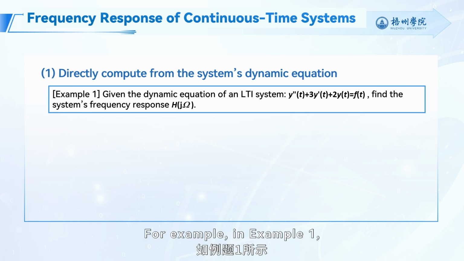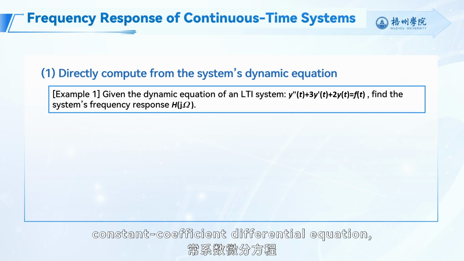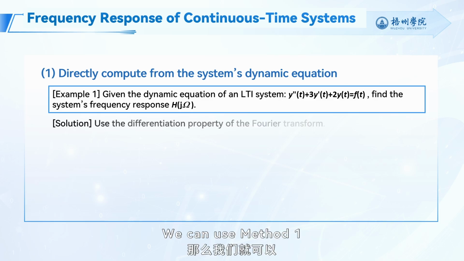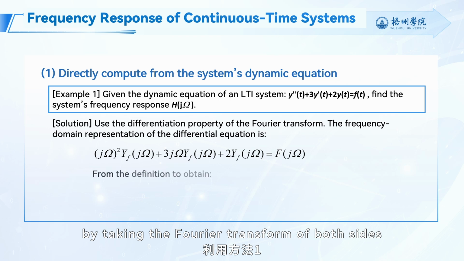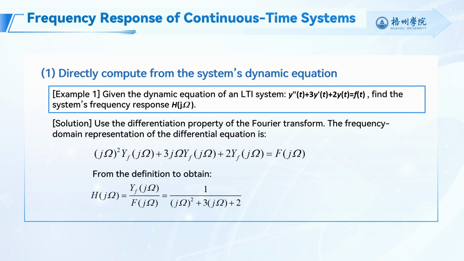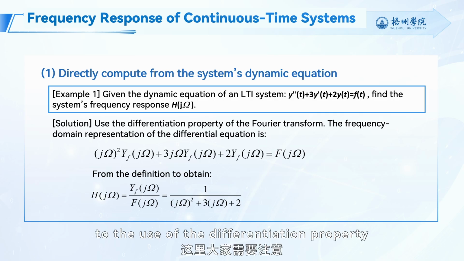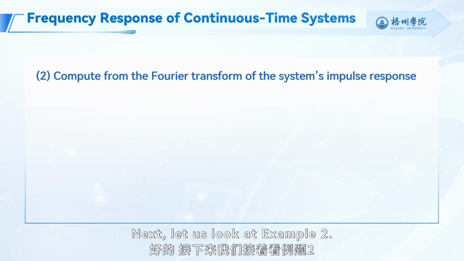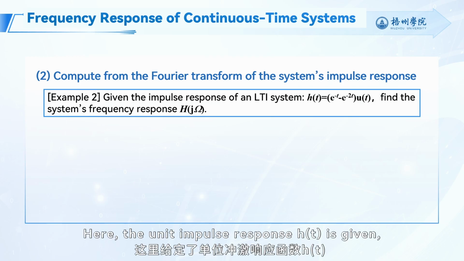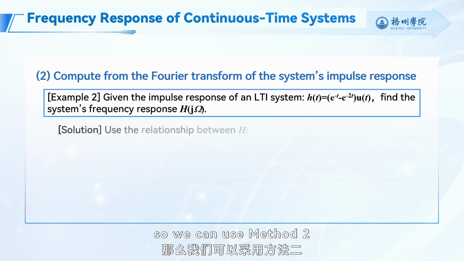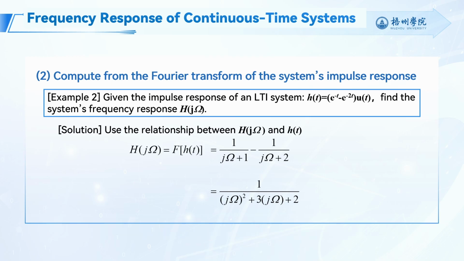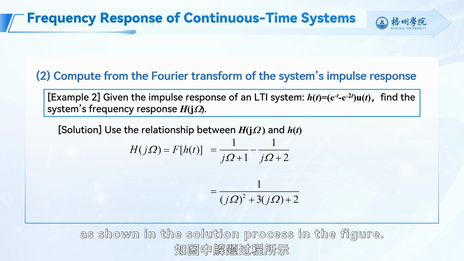For example, in example 1, given a second-order constant coefficient differential equation, find the system's frequency response. We can use method 1 by taking the Fourier transform of both sides of the differential equation. Here, you should pay attention to the use of the differentiation property of the Fourier transform, which we studied in Chapter 4. Next, let us look at example 2. Here the unit impulse response h(t) is given, so we can use method 2 to directly take the Fourier transform and obtain the frequency response function, as shown in the solution process in the figure.